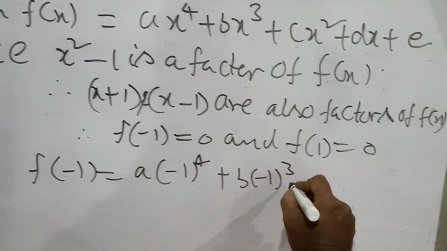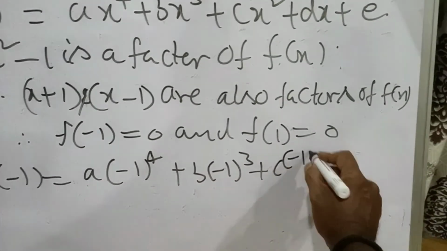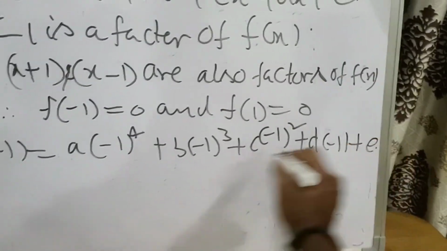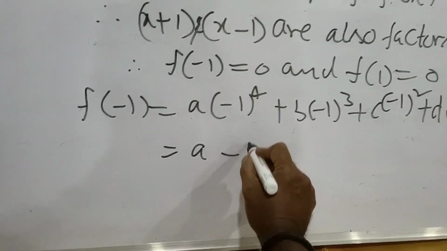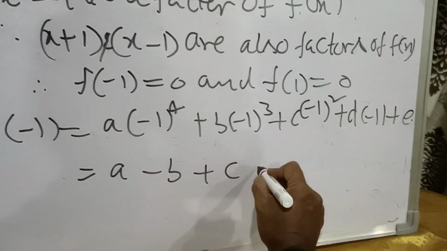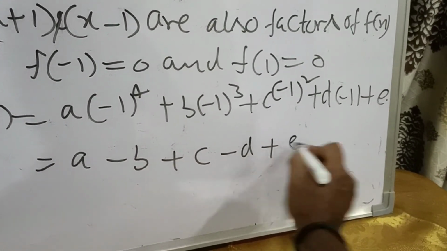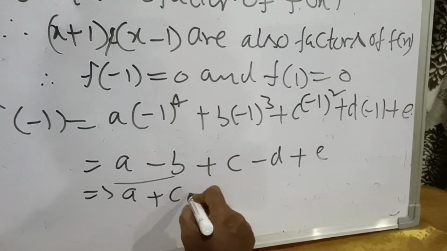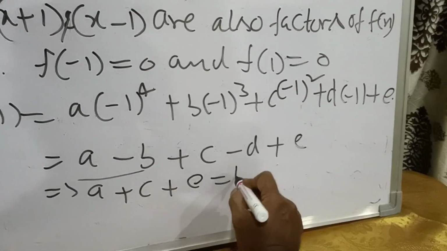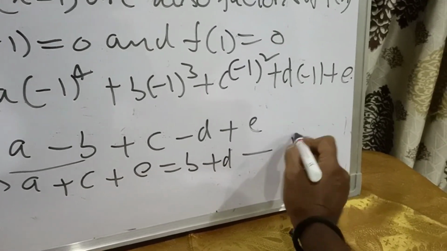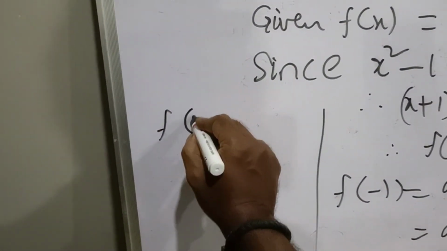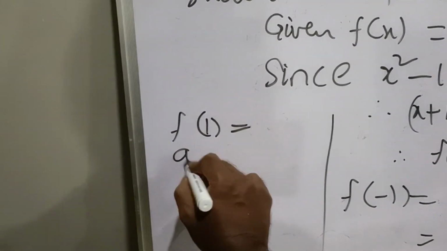F of minus 1 is equal to a into minus 1 whole to the power 4 plus b into minus 1 whole cube plus c into minus 1 whole square plus d into minus 1 plus e. In the place of x, we are substituting minus 1. A minus b plus c minus d plus e. So, since it is divisible by x plus 1, remainder is 0. Therefore, when you make it equal to 0, a plus c plus e is equal to b plus d.